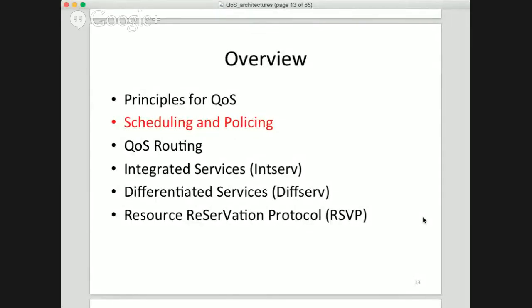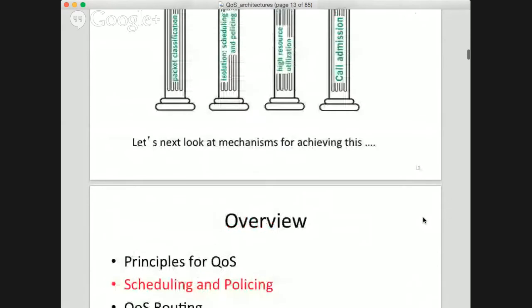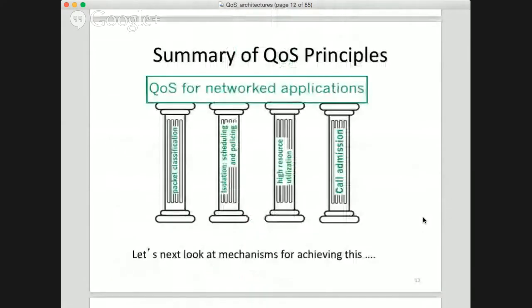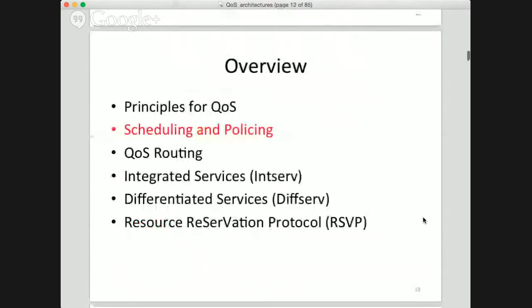And now you should basically see where we stopped last time. So let me actually go a little bit back. We saw last time these 4 principles for quality of service over IP, or over communication networks more in general: packet classification or packet marking, the need for isolation, scheduling and policing. This is where we will focus tonight. High resource utilization and call admission. Okay, so tonight we'll talk about scheduling.